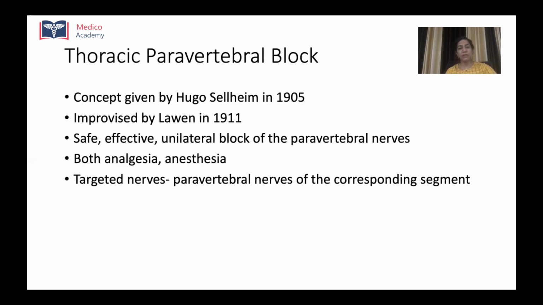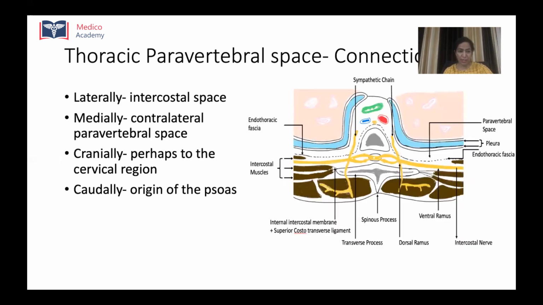So the thoracic paravertebral block, the concept is given by Hugo Sellheim in 1905, improvised by Läwen in 1911. It is a very safe, effective block. It's just like the thoracic epidural, except that there is unilaterality of the block of the paravertebral nerves. Both analgesia as well as anesthesia can be provided, and the targeted nerves are paravertebral nerves of the corresponding segments.